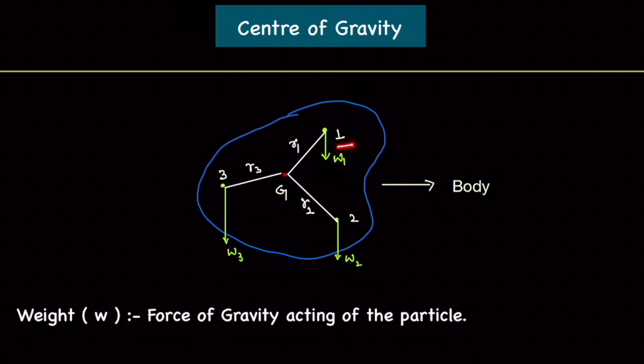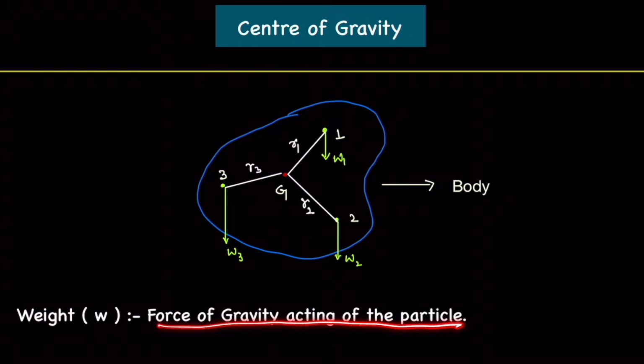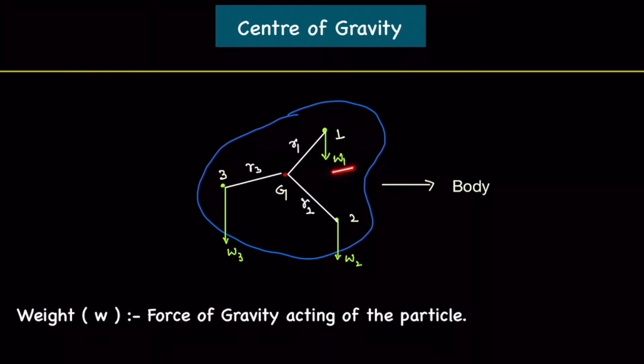Particle 1, particle 2 and particle 3. So we know that if we have any particle, it must have a mass. And when this mass is present inside gravity, there must be a gravitational force acting on it. The gravitational force acting on a particle is called weight. So for the first particle, weight is W1, second W2 and third is W3.